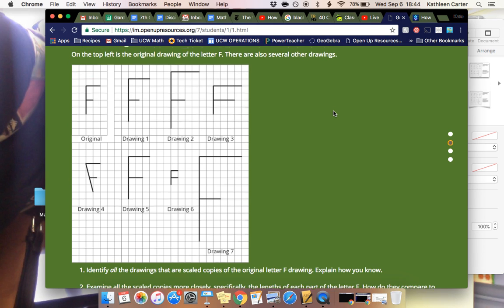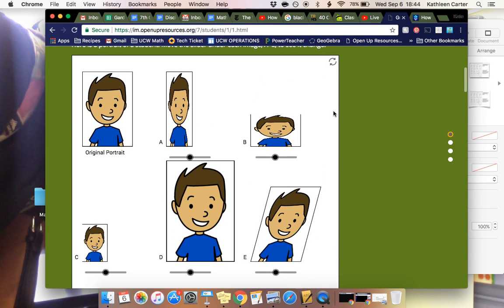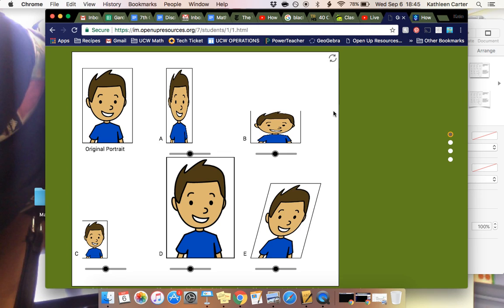Hey, so today we are going to talk about scale copies. We started our second unit, which is thinking about scale drawings and scale copies. So we began with this setup. We've got something that's basically like a funhouse mirror. We have our guy and his original portrait, and then we have things that we can do to him.